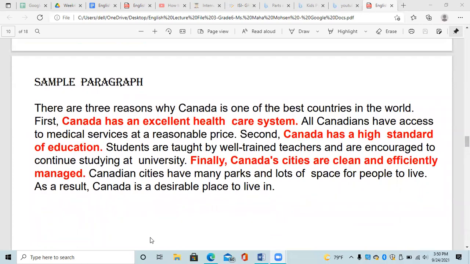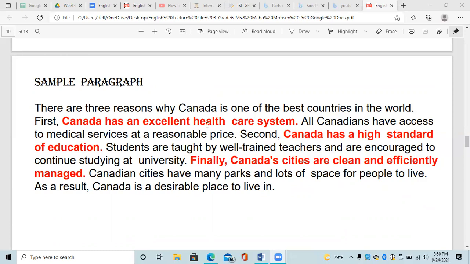So here we have a sample paragraph again. There are 3 reasons why Canada is one of the best countries in the world. We already talked about the topic sentence. Here, Canada is one of the best countries, and 3 reasons why is the controlling idea of the topic Canada. So in this example, I want you to focus on the supporting details because we already talked about the topic sentence and topic idea. So here, look with me first.